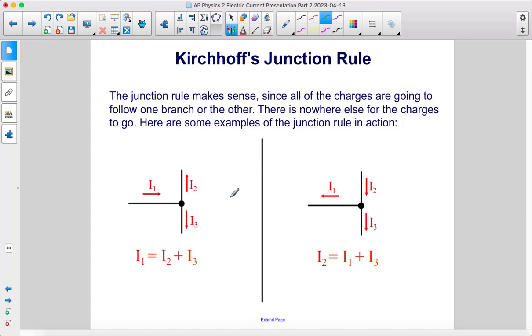Here are some examples of the junction rule in action. Let's say we have current going this way and then splitting up. That means that all of this current is either going to go this way or that way. So therefore the sum of those currents has to be equal to I1. Over here we have current coming down this way and then splitting up that way and that way, which means I1 plus I3 must equal I2.